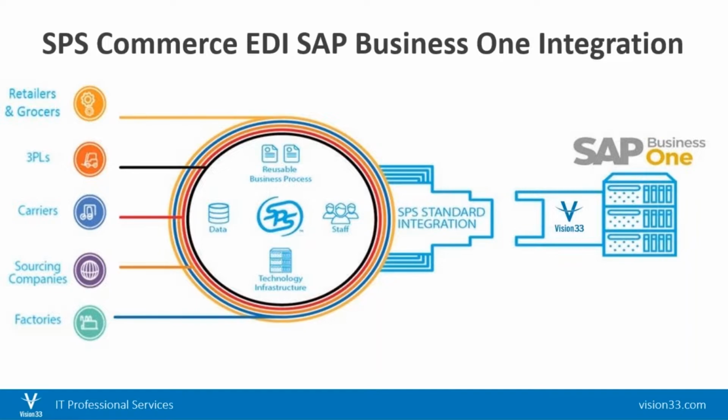The SPS integration mimics the same levels of security that SAP Business One has. So say, for example, you have a CRM license. That means you can't do invoicing, which in turn means that you cannot do the 810 invoice document.